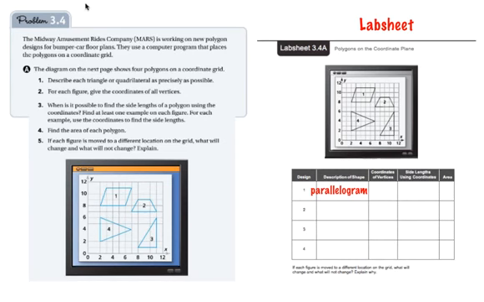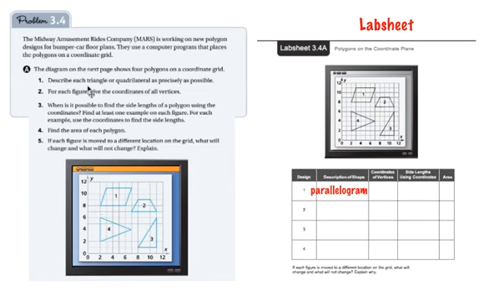All right, on to part A. It says the Midway Amusement Rides Company, Mars, is working on new polygon designs for bumper car floor plans. They use a computer program that places the polygons on a coordinate grid. Over here's the problem from the book. Over here's the lab sheet that I need to have you grab off the back table if you haven't already. It says the diagram on the next page shows 4 polygons on a coordinate grid. So here are your 4 polygons.